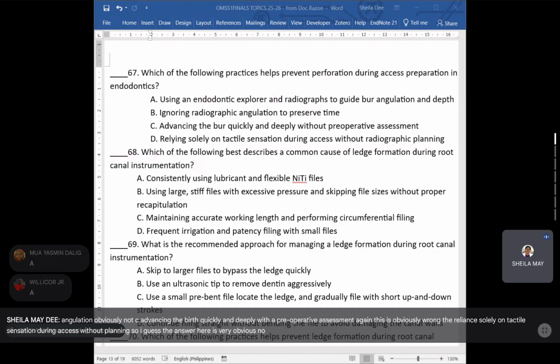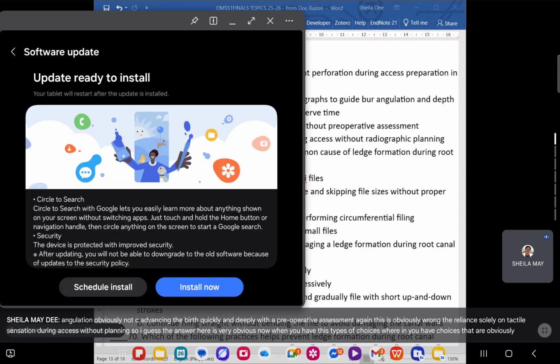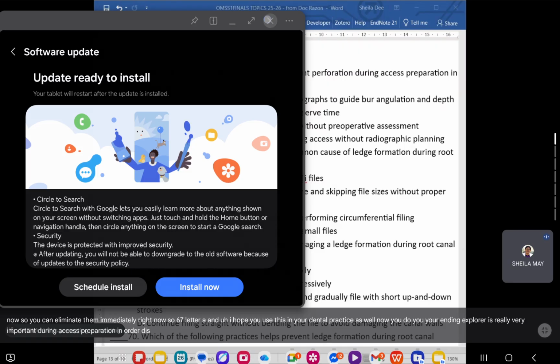When you have choices that are obviously negative, you can eliminate them immediately. So 67 is letter A. And I hope you use this in your dental practice as well. Your endodontic explorer is really very important during access preparation and orifice location.